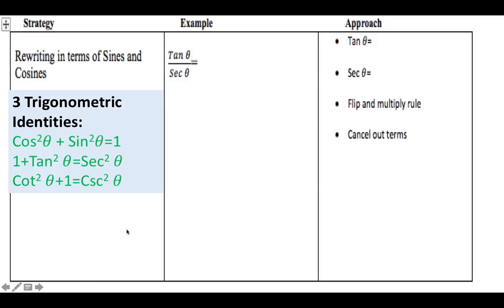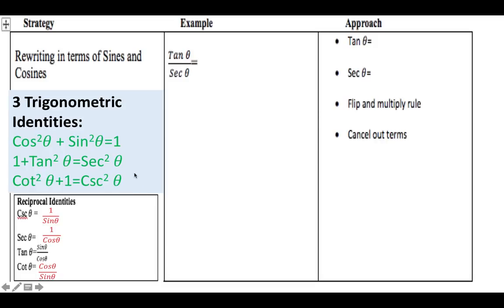Alright, so this organizer is broken up into the strategy right here, an example, and what approach, what skills we use is over here. As you can see, I already have some filled out. I'm going to be using the flip and multiply rule. I'll be canceling out terms, and I'm going to be using the tangent and secant definitions. So basically, this is like me looking at my notes, refreshing myself on my identities and my reciprocal identities.